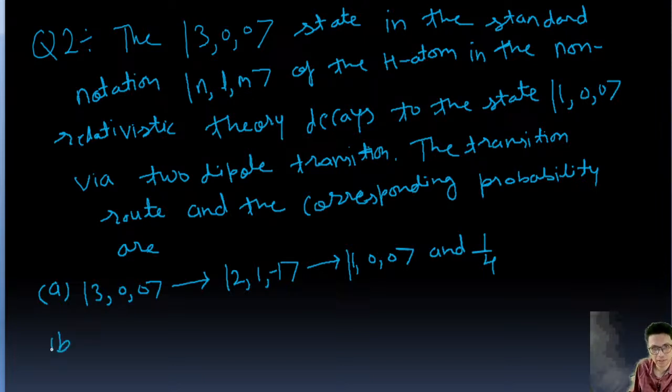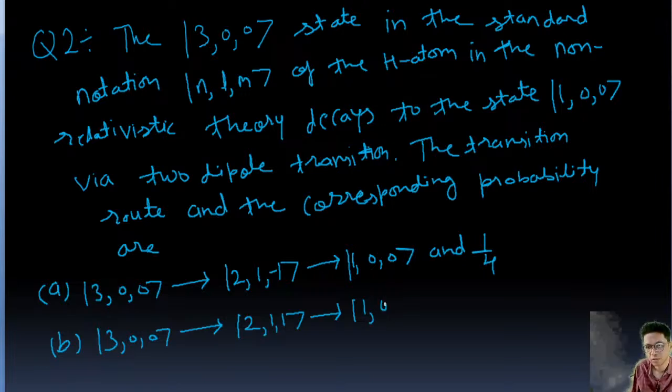Option B: 3, 0, 0, this state decays into 2, 1, 1 and then into 1, 0, 0, and the probability is 1 by 4.